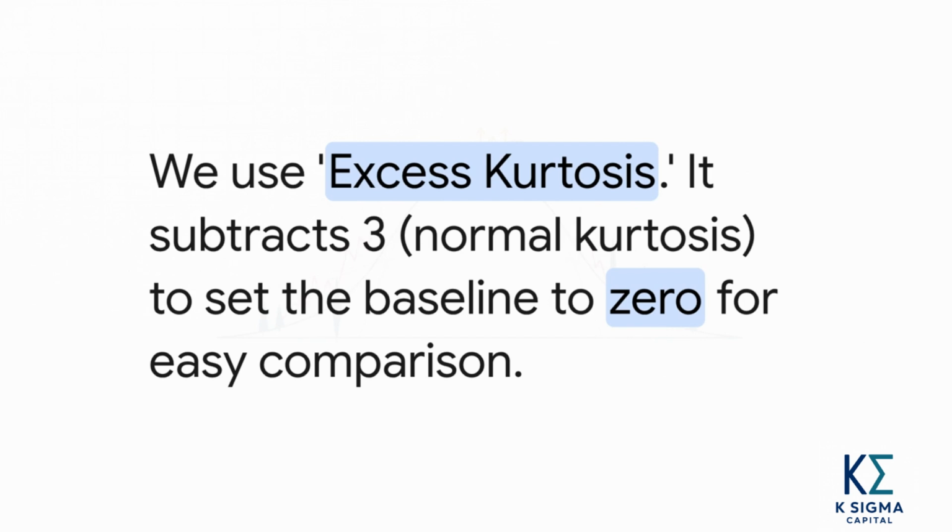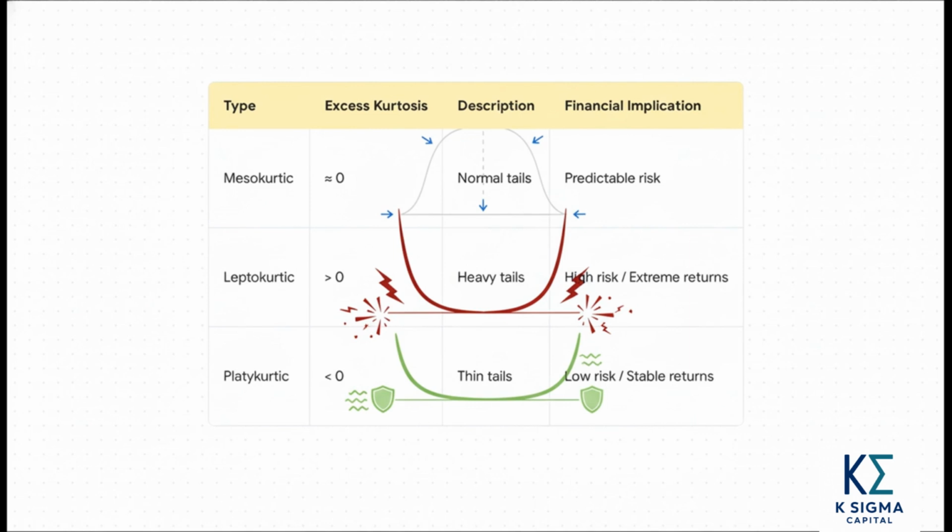That's just the number. So to make life simple, we just subtract 3 from whatever we calculate. This makes our normal baseline 0. Easy, right? So any positive number means more tail risk than normal, and any negative number means less. So here are our 3 types.